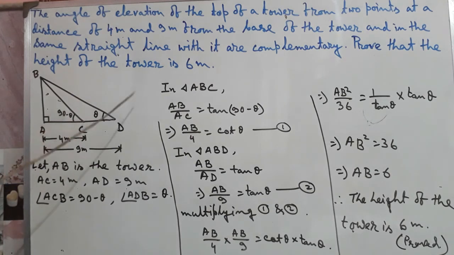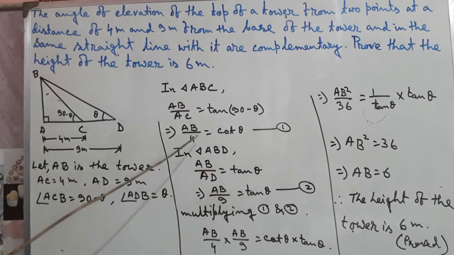Now in this triangle ABC, perpendicular by base, that is AB by AC, is equal to tan of 90 minus theta, that is equal to cot theta, and we put the value of AC, that is 4. Again in this triangle ABD, what can we say? This AB by AD is equal to tan theta, and AD we know is equal to 9. This is equation 1 and this is equation 2.